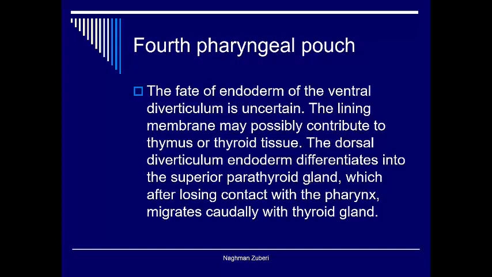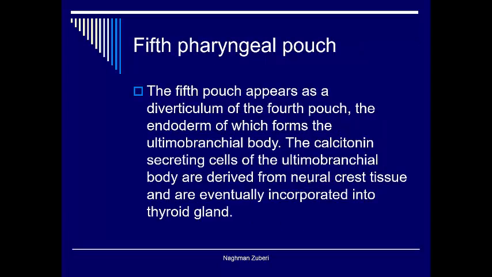Then comes the fourth pharyngeal pouch. The fate of endoderm of the ventral diverticulum is uncertain. The lining membrane may possibly contribute to thymus or thyroid tissue. The dorsal diverticulum endoderm differentiates into the superior parathyroid gland, which after losing contact with the pharynx migrates caudally with thyroid gland. The fifth pharyngeal pouch.